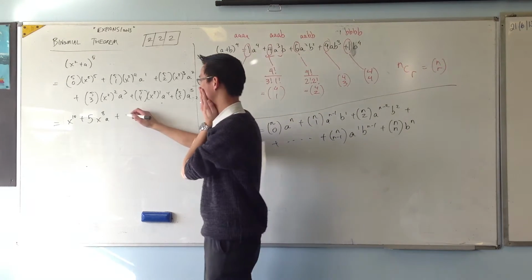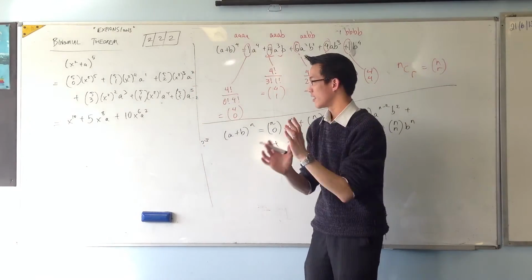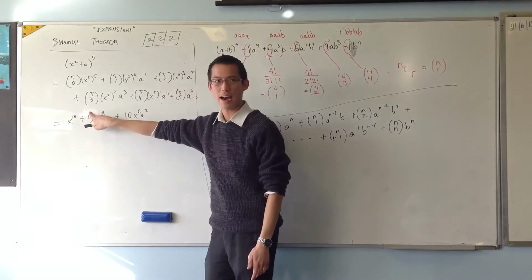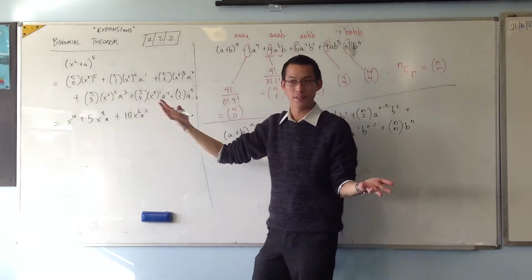10, x to the 6a squared. Okay, now, here's one of the cool things, right? Remember, the 5 choose 2 and 5 choose 3 are the same, right? Because 2 and 3 add up to 5, okay?